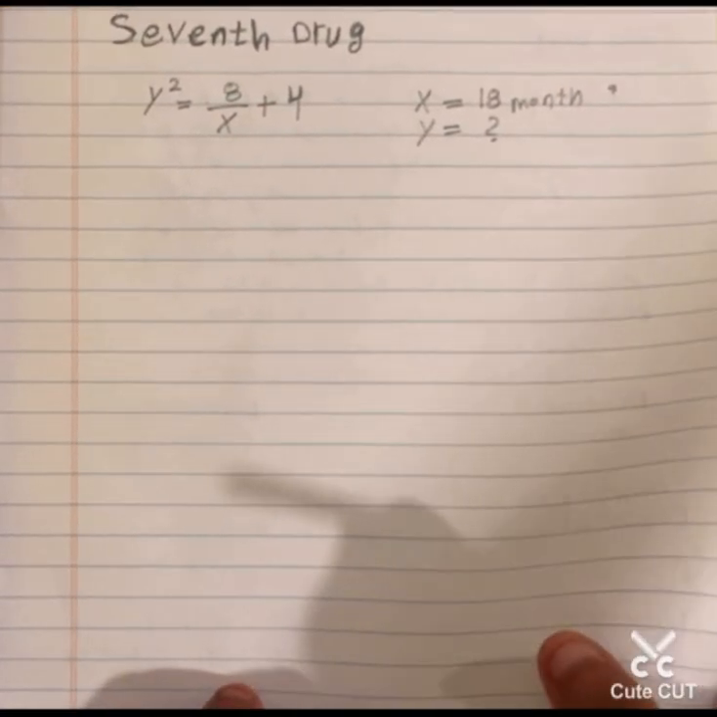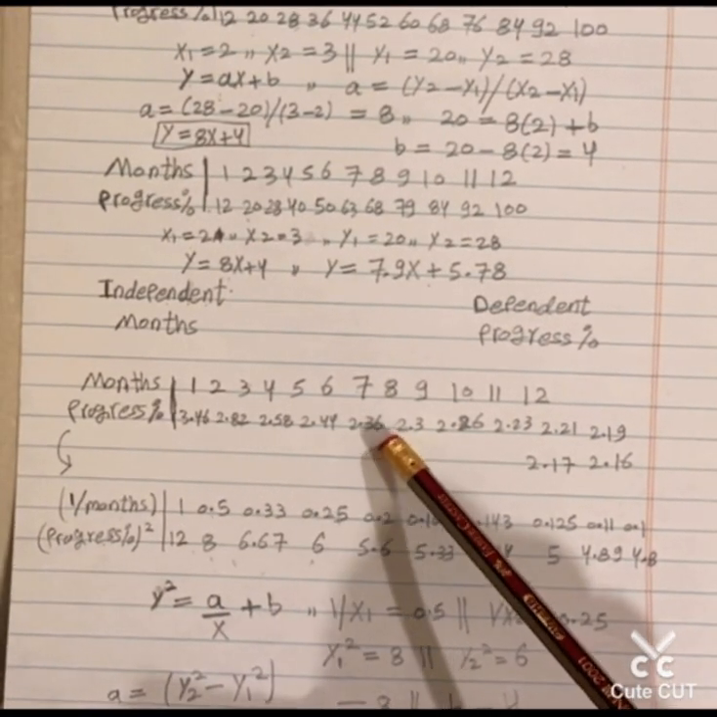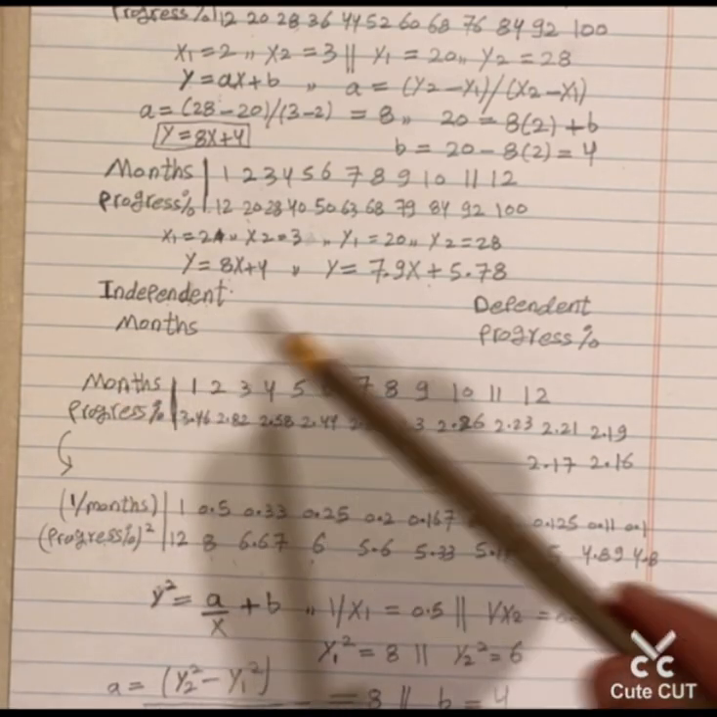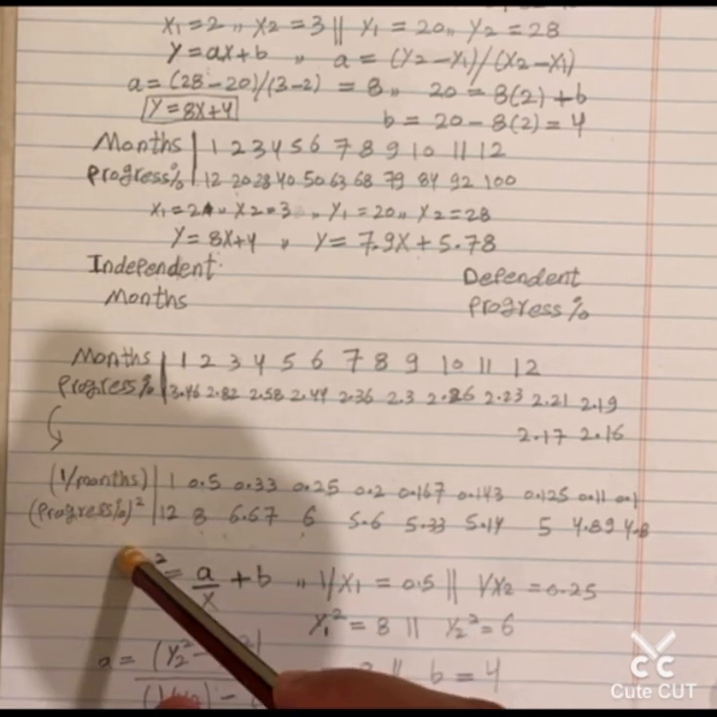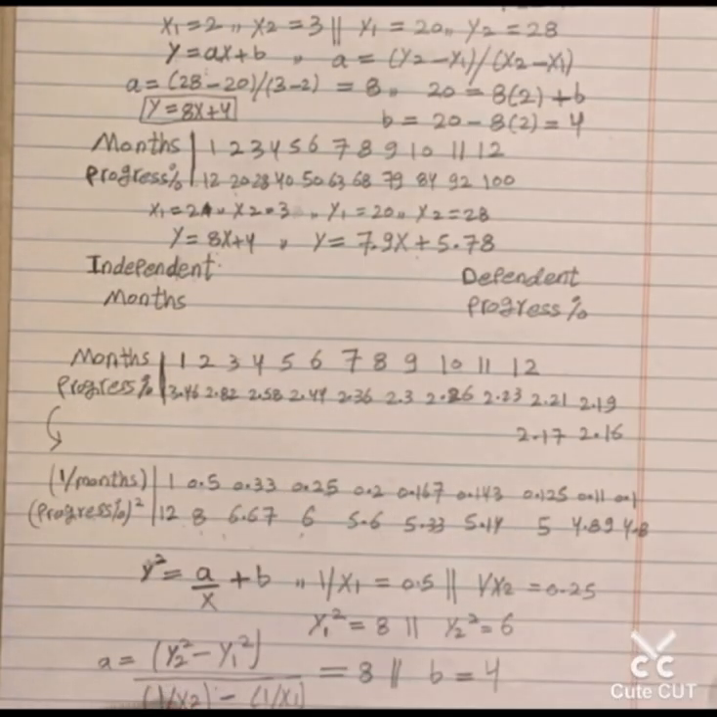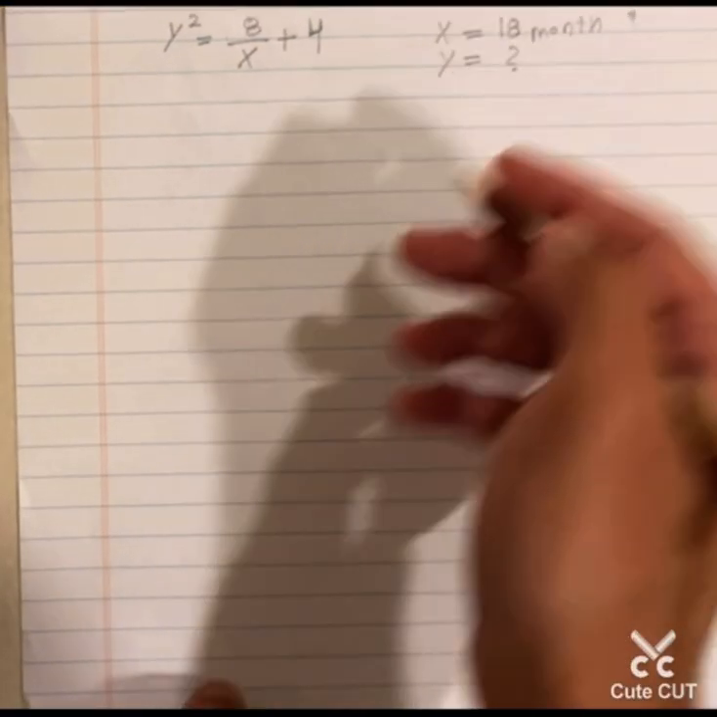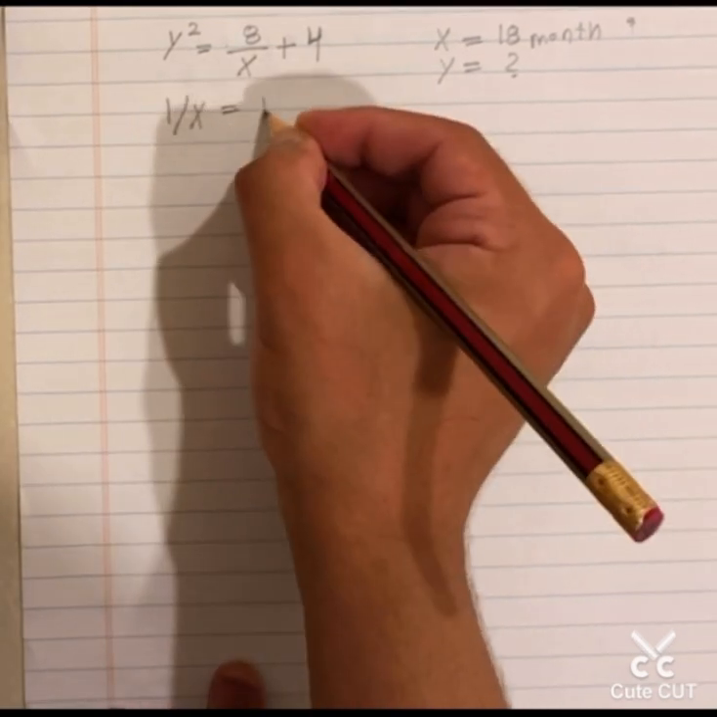Now, given this data, we wouldn't have known it at all, because we didn't understand what is happening here in the month and the progress percentages. But here we do understand the relationship. It is linear, so we can predict what will happen in the 18th month. But under one condition, we need to make this x into 1 over x, right?